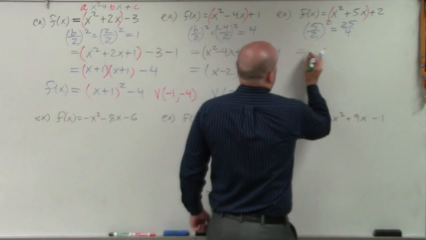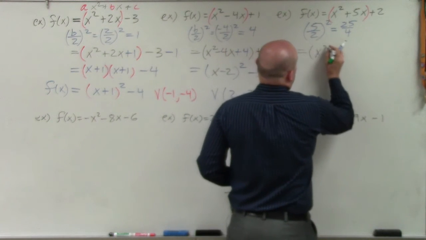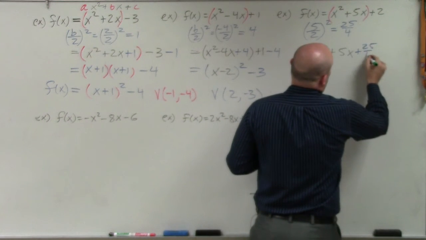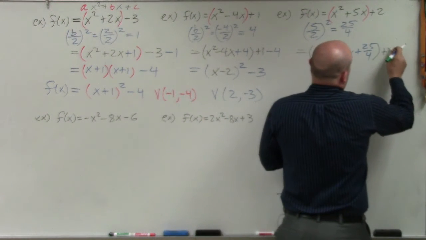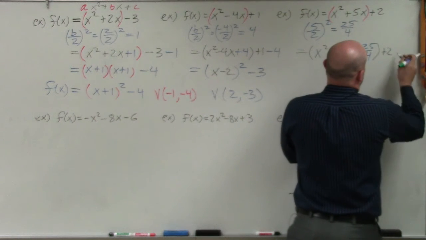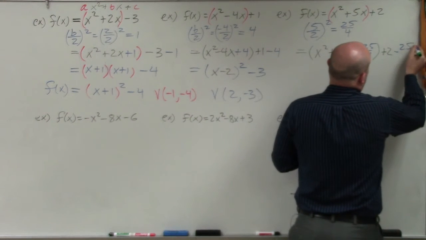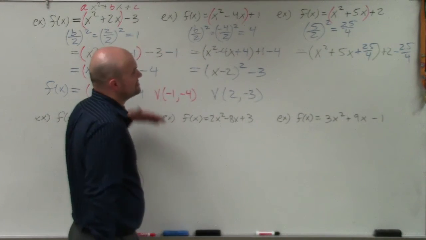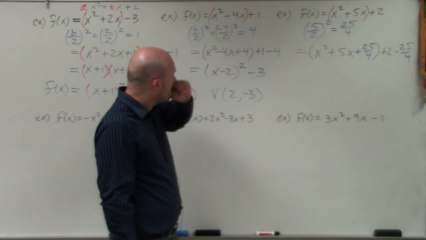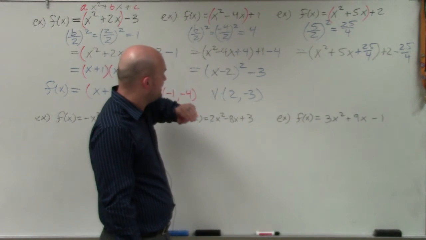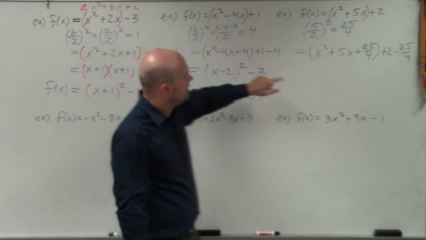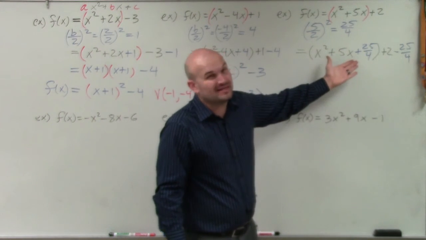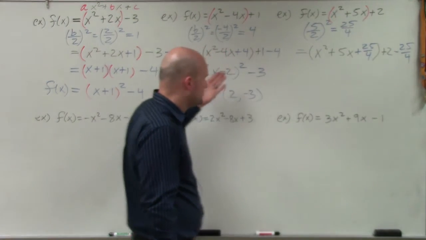So when doing that, I now obtain x squared plus 5x plus 25 over 4 plus 2 minus 25 over 4. Now, a couple of things that I want you guys to understand. Whenever we're factoring this, because you might say, I have no idea how to factor this. What am I going to do to factor this?